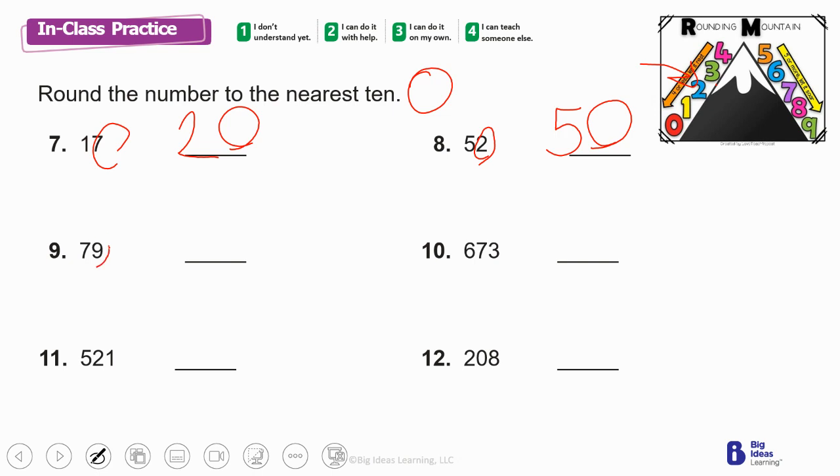79. I'm going to look at the 9. The 9 is going to tell that 7, if I look right here, what does that 9 tell that 7 to do? Become an 8. And then what do I put at the end? A 0.